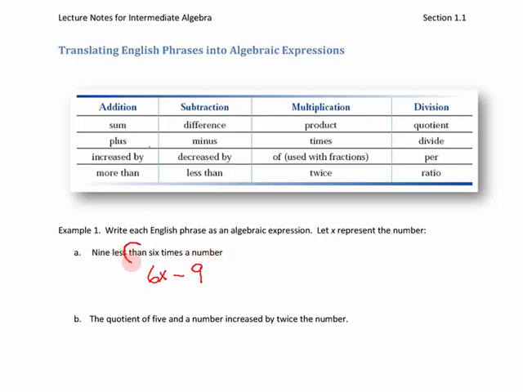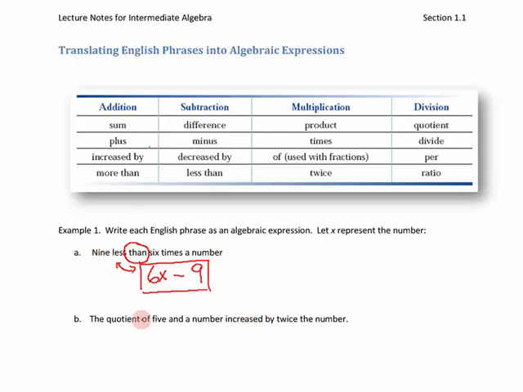This word than sometimes is tricky. Just remember that in general, it means in the opposite order. Right, that we're going to take 6 times the number less 9, or 9 less than that number, which would be 6x minus 9. That's how we write the algebraic expression.